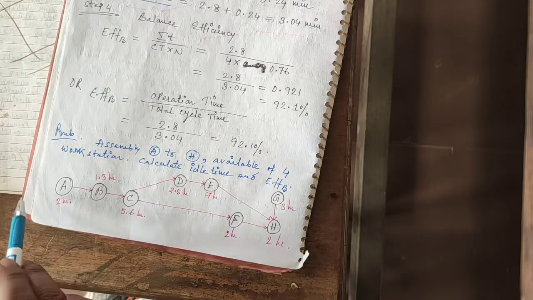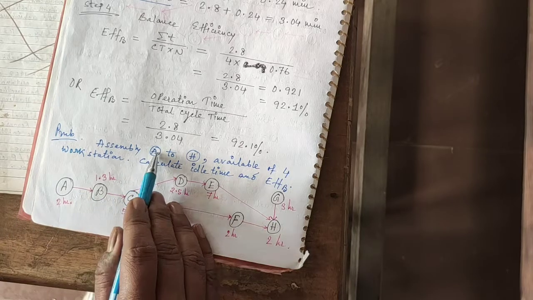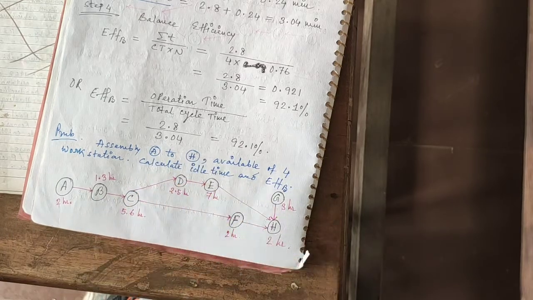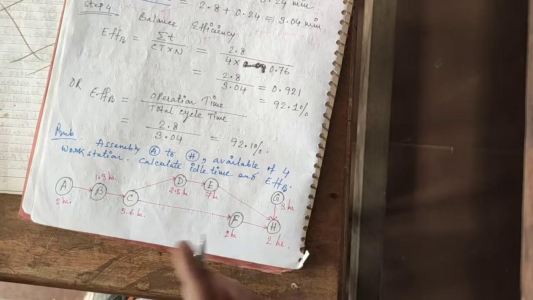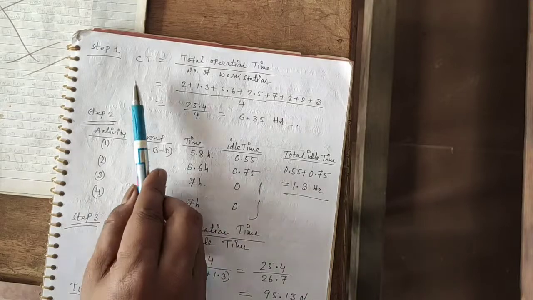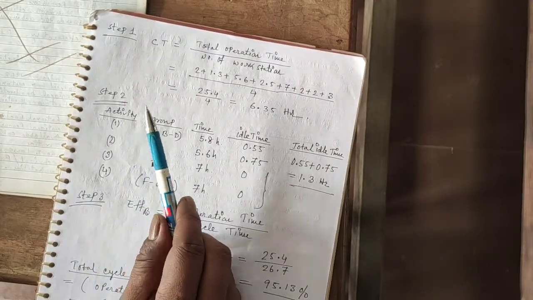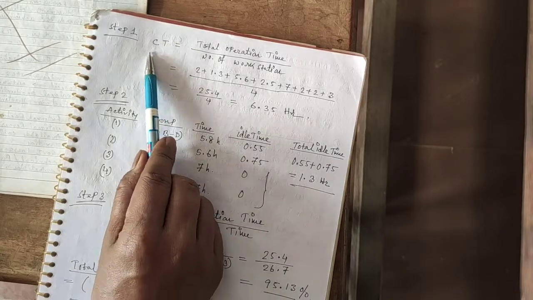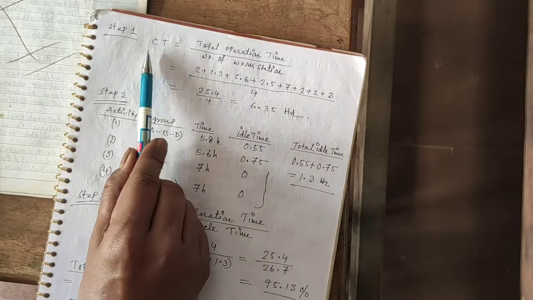So this is the pattern. This is all assembling of work of A to H, and it is available in 4 workstations. Now we have to calculate the idle time and also the balancing efficiency. Now firstly, as we did previously, in the first step we have to calculate CT. That is the total operation time divided by the number of workstations. That will be the CT.